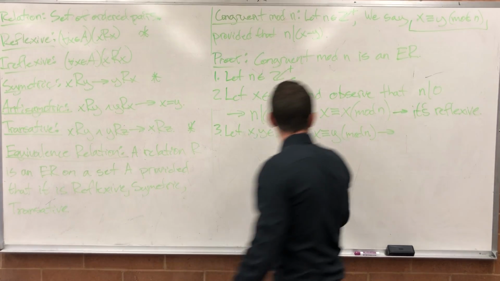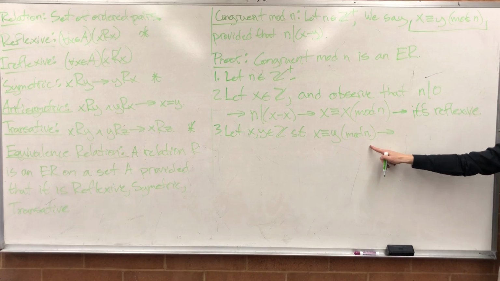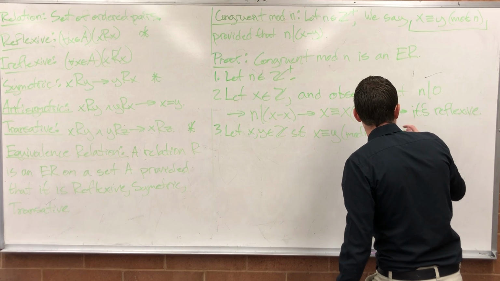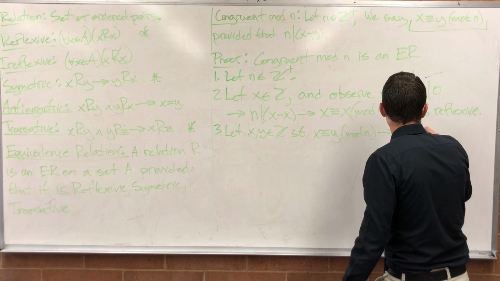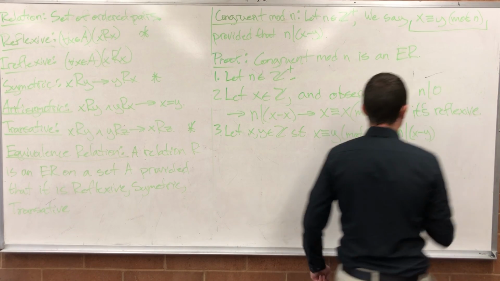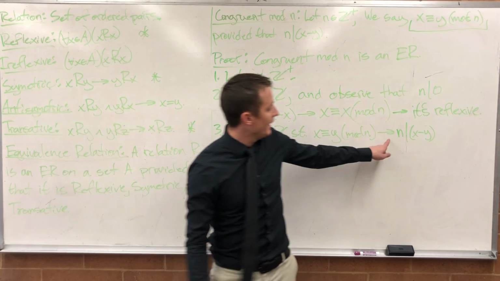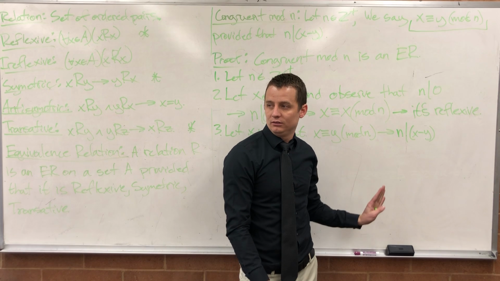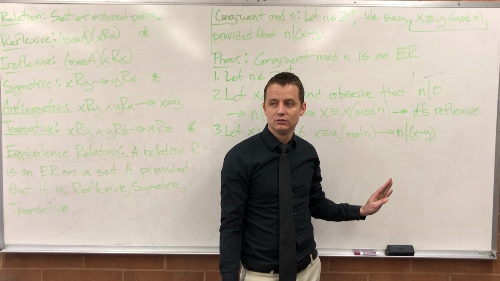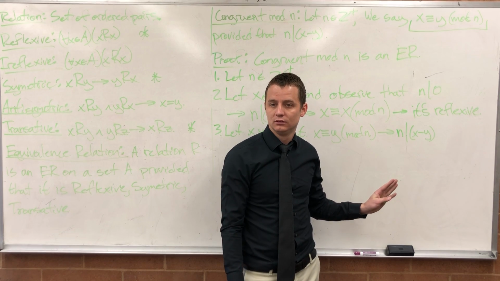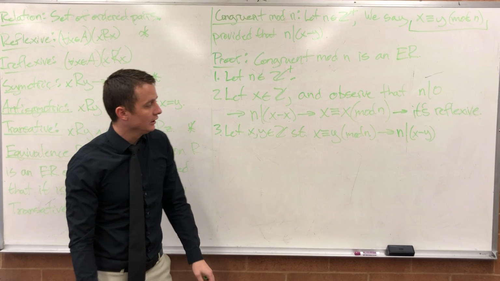Okay, so what does it mean for x to be congruent to y mod n? Means that x subtract y. Oh wait, no. n divides x subtract y. Perfect. It means that n divides x minus y. Now what am I trying to show? I'm trying to show that n divides y minus x. Okay? So what are we going to do now?